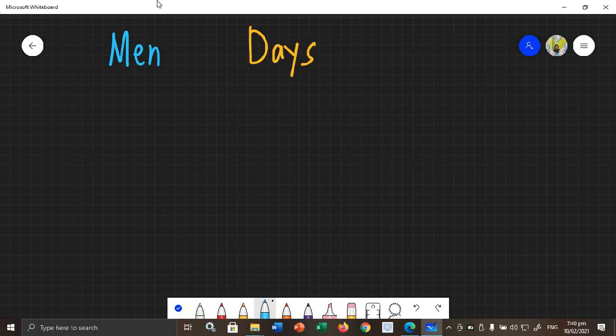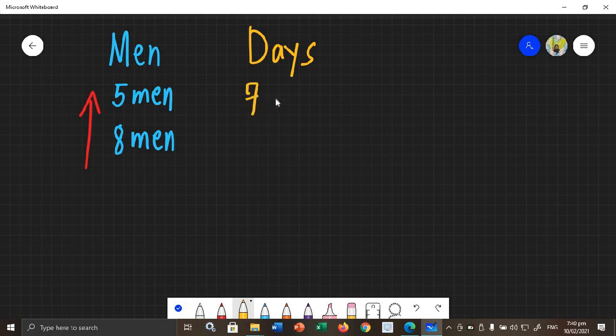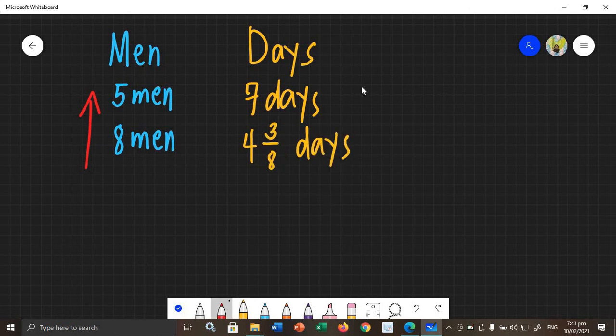So, kanina sa ating problem, from 5 men, ginawa siyang 8 men, di ba? So, in short, from 5 naging 8, yung number of men natin is tumaas. Nag-increase yung M natin. Yung number of days natin, from 7 days, naging 4 and 3 over 8 days. In short, bumaba yung number of days.